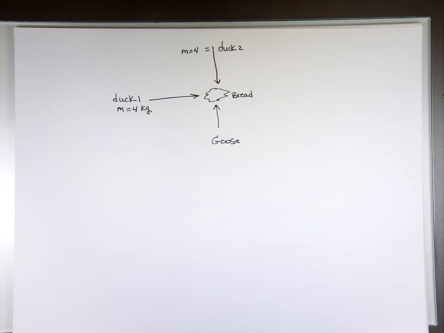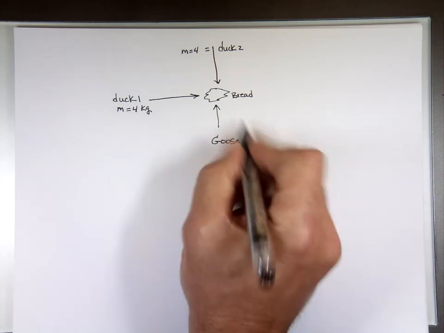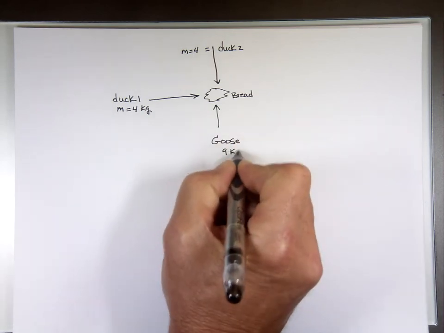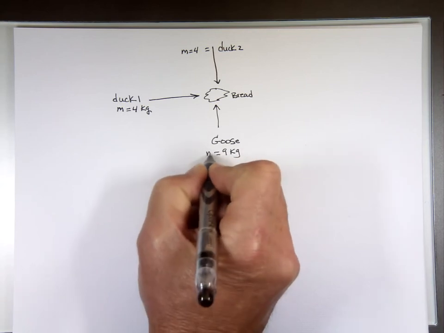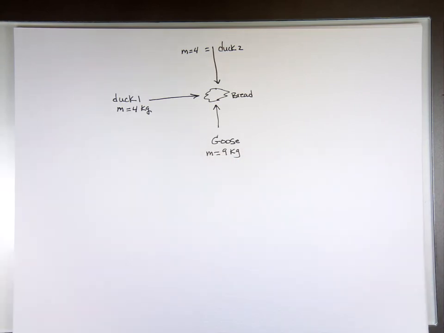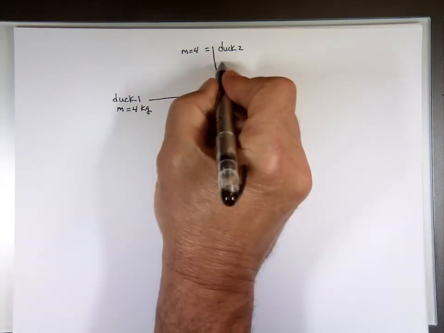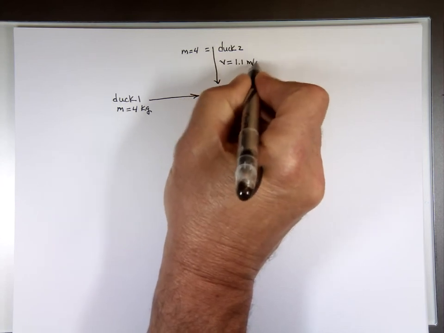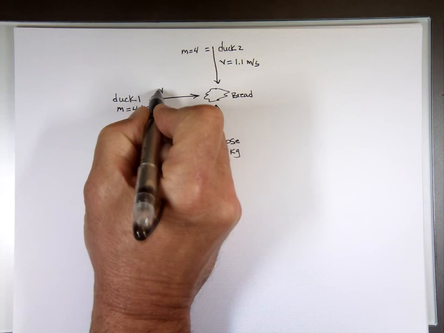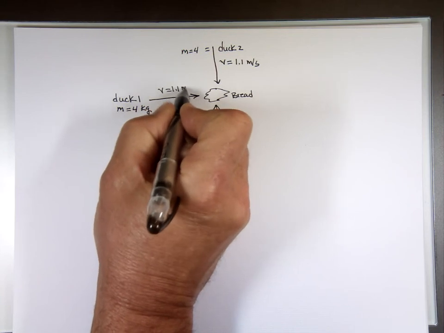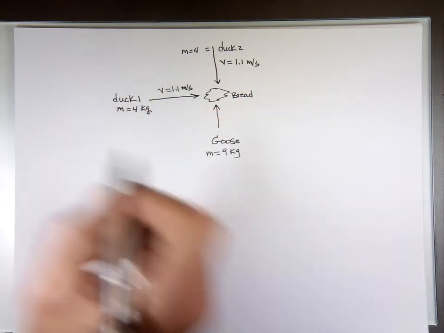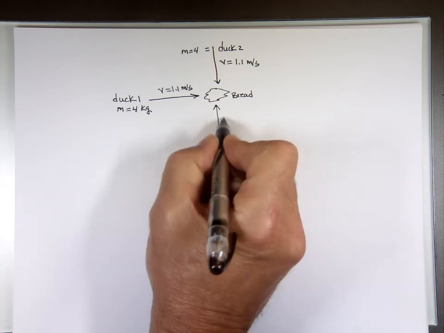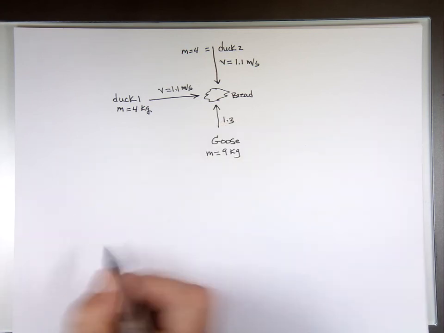So the goose has got to be like 6 or 7 kilograms. Well, let's make it a fat goose since all these are fat animals. How about 9 kilograms? They're big actually. And this duck is moving in this direction with a speed of 1.1 meters per second. This one is moving that direction at 1.1 meters per second. And the goose is going toward the bread with a speed of 1.3. That's why she's fat, 9 kilograms. She wants to eat that food.